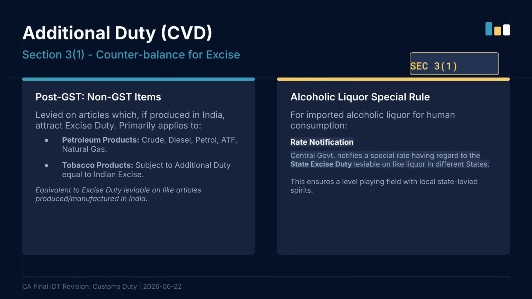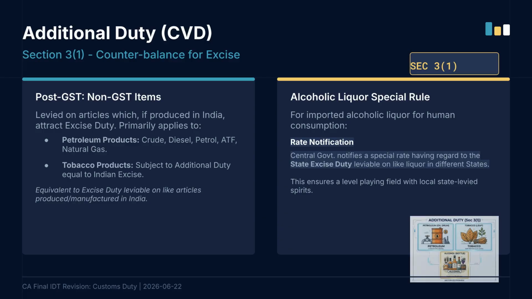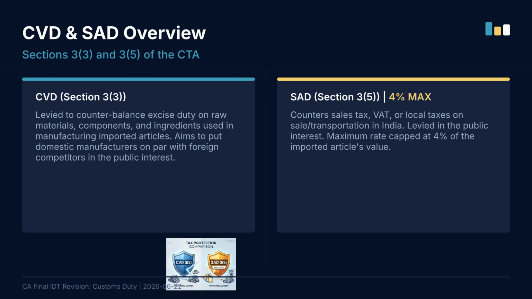Additional duty under Section 3.1 aims to create parity between imported goods and domestically manufactured goods. The duty is generally equal to the excise duty applicable on a similar article produced in India. After GST, excise duty survives mainly for petroleum products and tobacco products, so the practical relevance of this levy is now largely confined to these sectors. Imported alcoholic liquor follows a special rule where rates are notified considering state excise duties applicable within India.